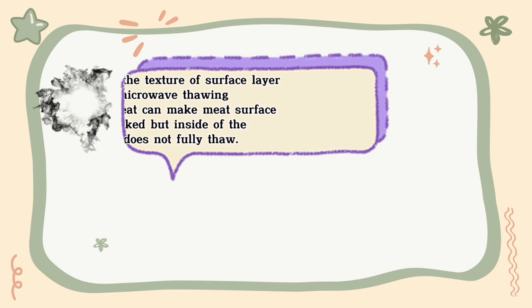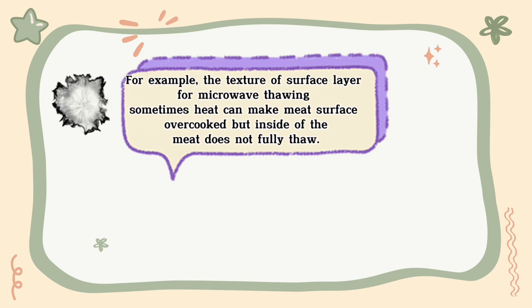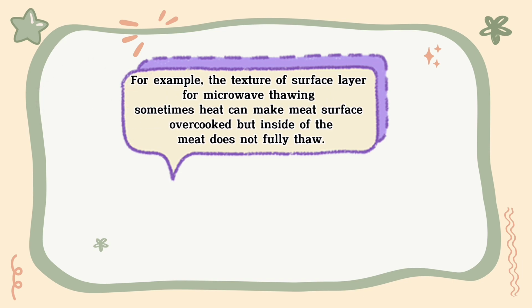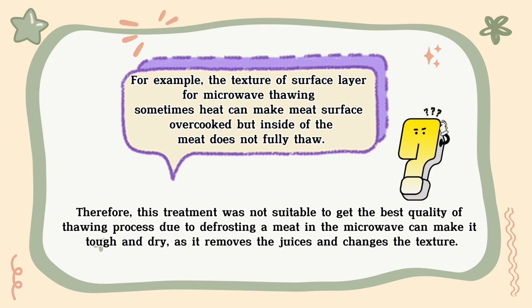For example, consider the texture of the surface layer for microwave thawing. Sometimes heat can make the meat surface overcooked, while the inside of the meat does not fully thaw. Therefore, this treatment was not suitable to get the best quality thawing process, because defrosting meat in the microwave can make it tough and dry as it removes the juices and changes the texture.